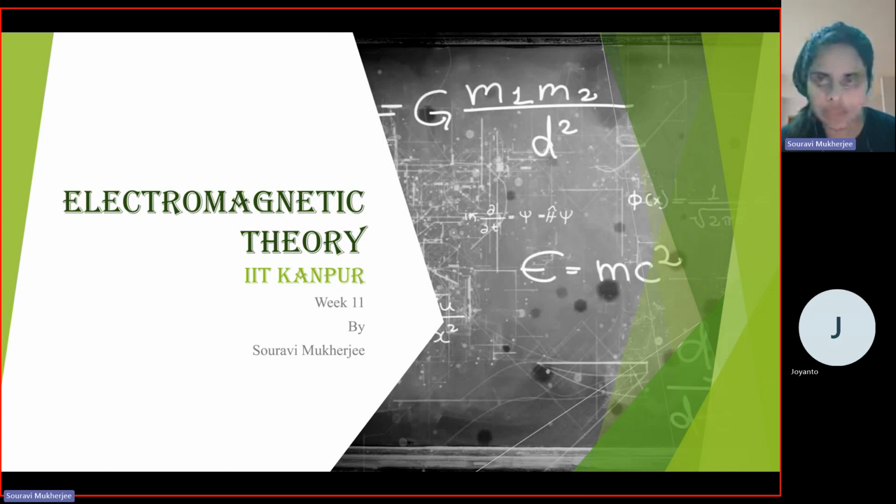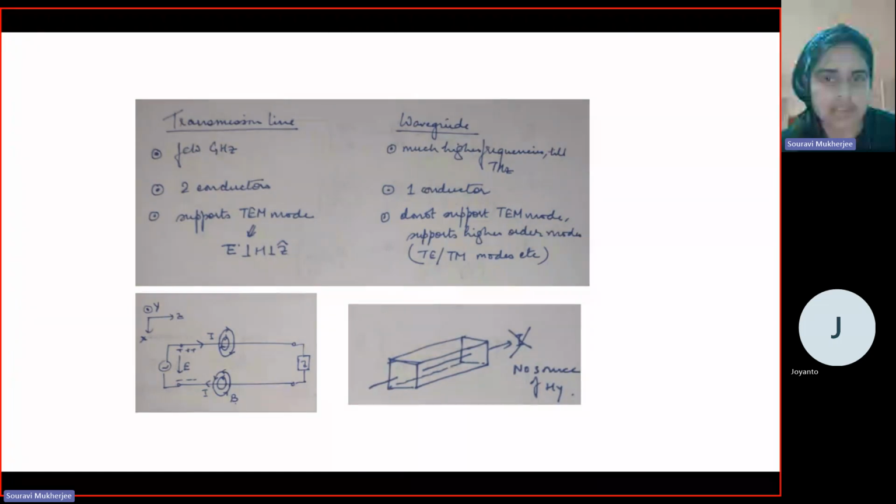Okay? So briefly, what we spoke about in the last class was about transmission lines and waveguides, and we saw that for a transmission line, you have two conductors, and there it supports TEM modes. But in normal metal hollow waveguides, it consists of one conductor and there it does not support TEM mode. Rather, we just have TE and TM modes. And how do we do that? We started with the Maxwell's relations.